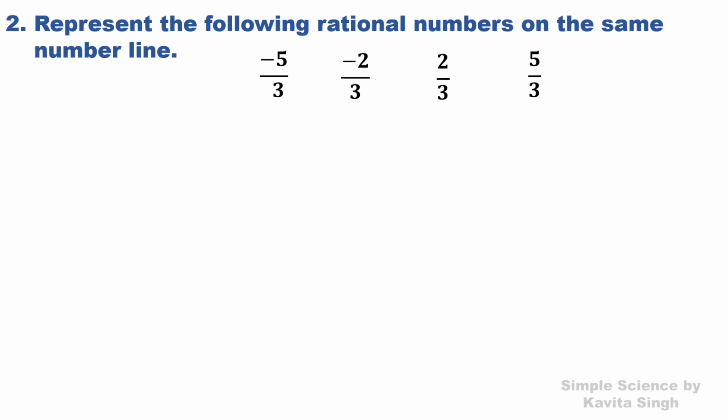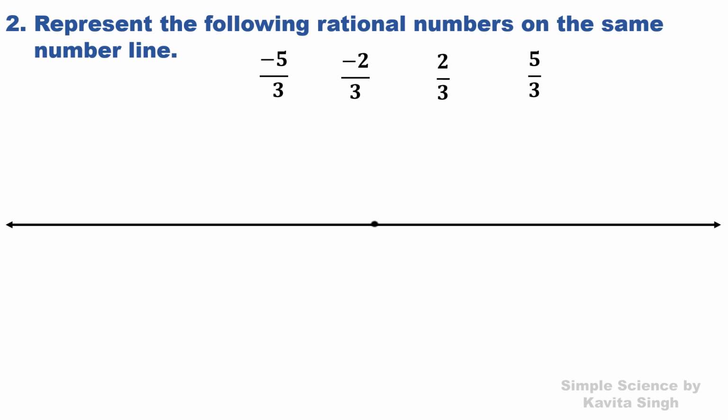What is in the denominator? Yes, it is 3. So we have to divide every number into how many parts? 3 parts. So first step is draw the number line. Mark 0 at the center or somewhere in the middle of the number line. And then mark the numbers on the number line. But before that, on the left hand side, you have all the negative values. So you write negative or minus x. On the right hand side, you have all the positive values.